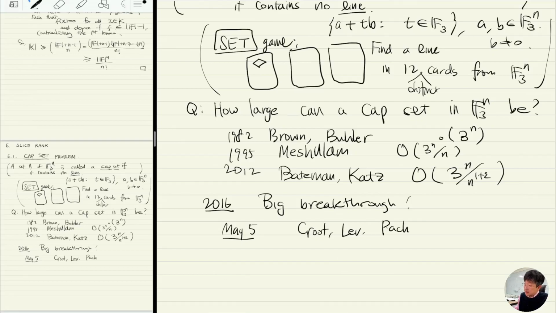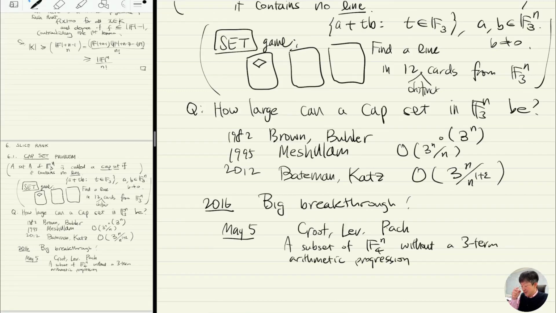proving that a subset of F3 to the n, F4 to the n without a 3-term arithmetic progression. So it's not a complete line, but it is just 3 points in the vector space, right? So the middle one is the average of the other two.